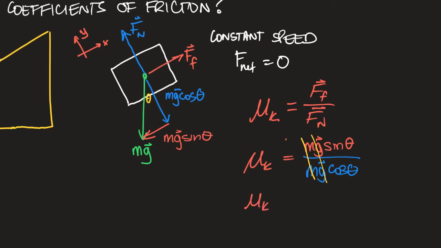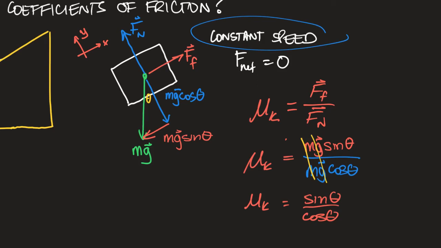So mu k, or our coefficient of kinetic friction, is just equal to sine theta over cos theta. So all this is saying is that the only thing that determines what the coefficient of friction is, is theta, or the angle of incline that makes the box move at a constant speed. That's the key. This only works if the box is moving at that constant speed.